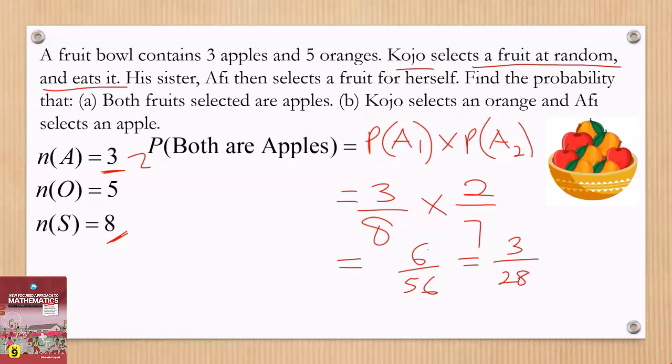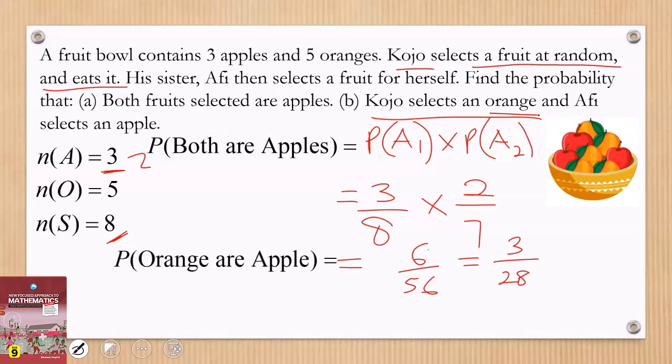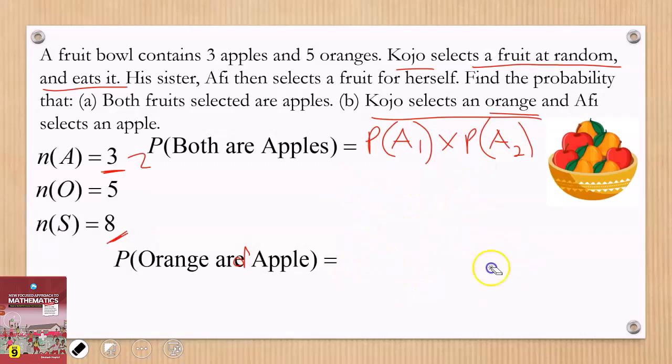Now, for the second question, of the 2 selected fruits, one is orange and one is apple. So Kojo selects an orange and Afi selects an apple. So here we say probability of orange and apple. Okay. So let me clean this part and then we see what we can do with the second part.